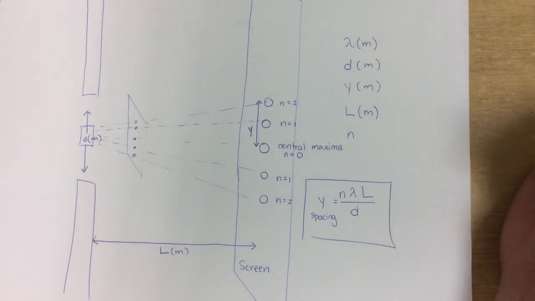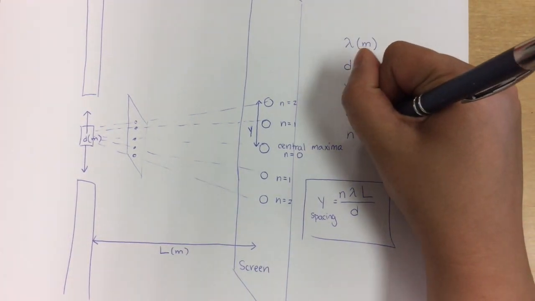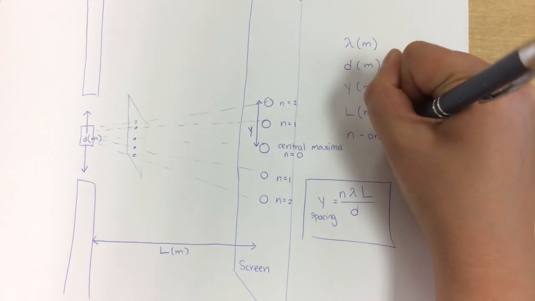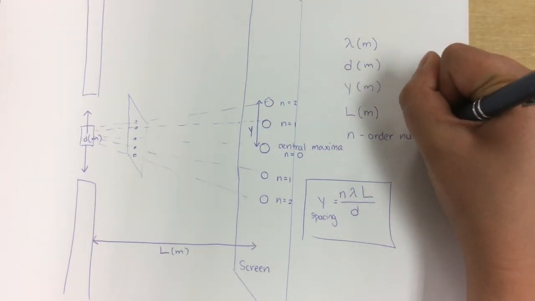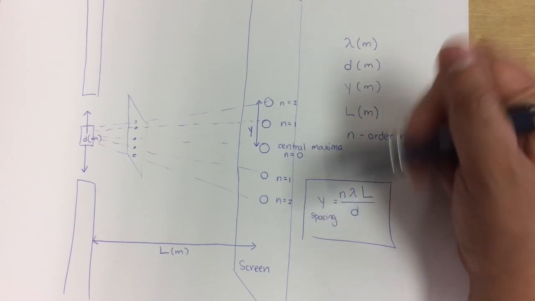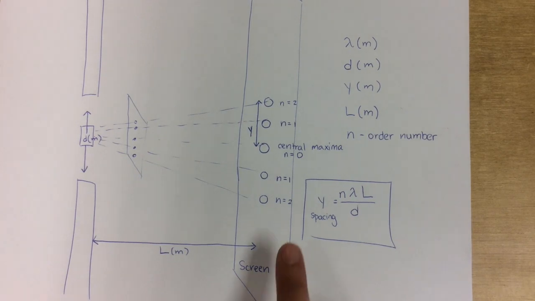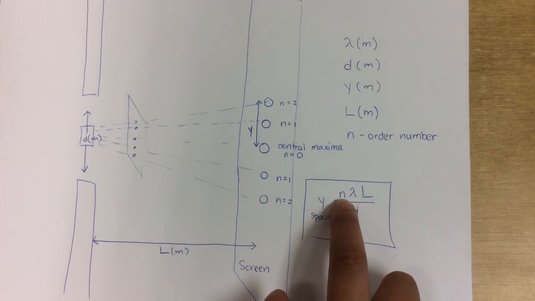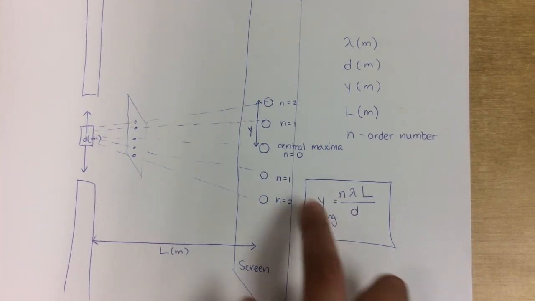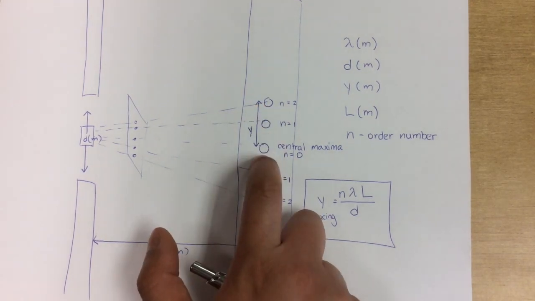N has no units. Just like index of refraction has no units, this particular N has no units either, but this N means something different. This N is going to be order number, and it's telling you which of the numbers it is from the central maxima. Please notice that it does measure from the central maxima, so that, for instance, the 0th order has 0 spacing because that dot is the central maxima. There is no y.